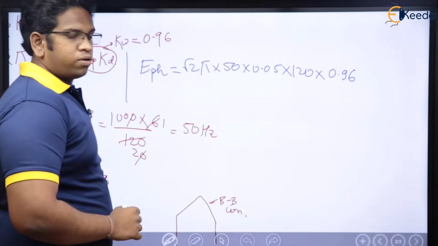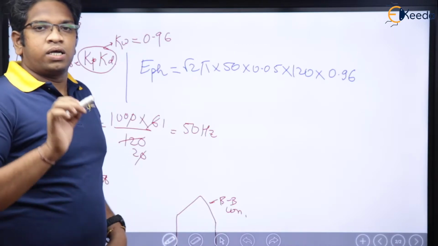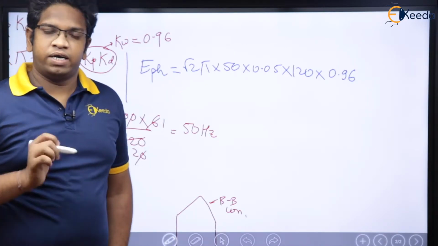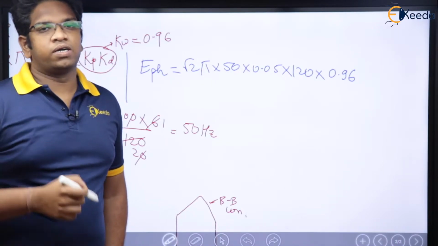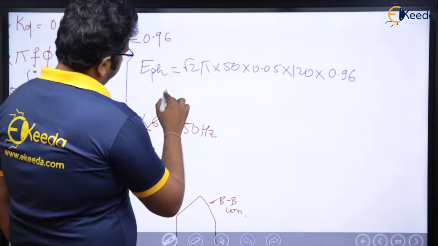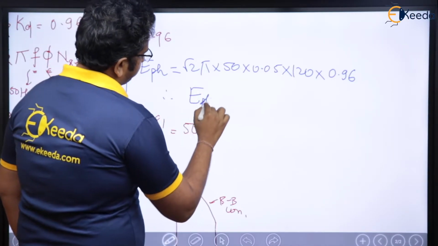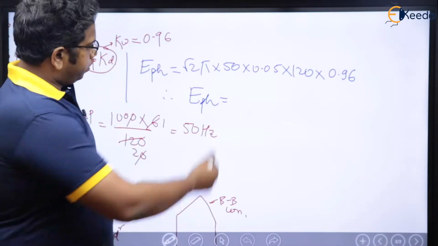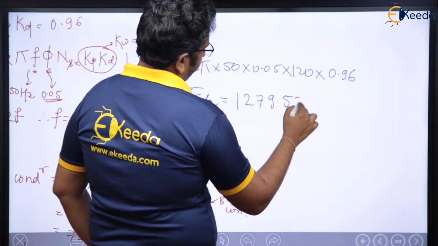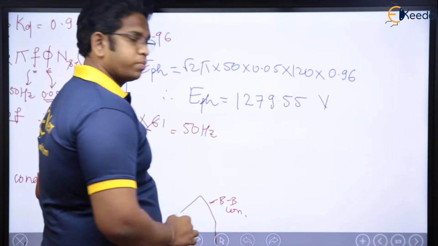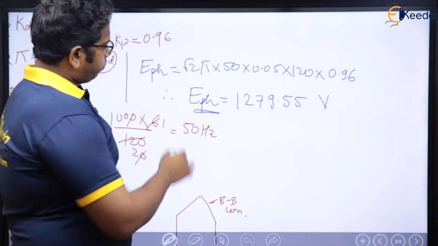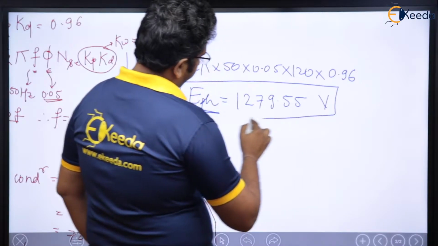Winding factor. Remember this point: KW is nothing but KP into KD. Winding factor is equal to pitch factor into distribution factor. Anyway, see here, this is root 2 pi f and so on. Just calculate this. E phase is equal to 1279.55 volts. Focus, this is phase voltage, right? We also want line voltage. So this is answer one.